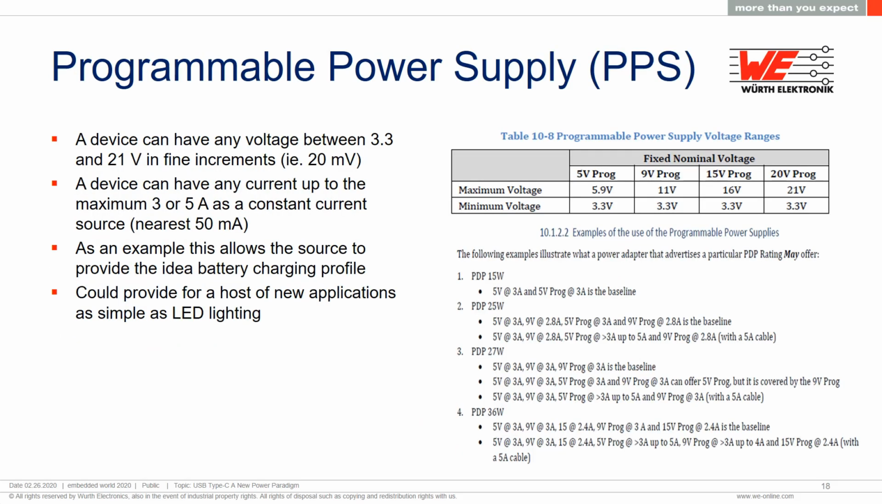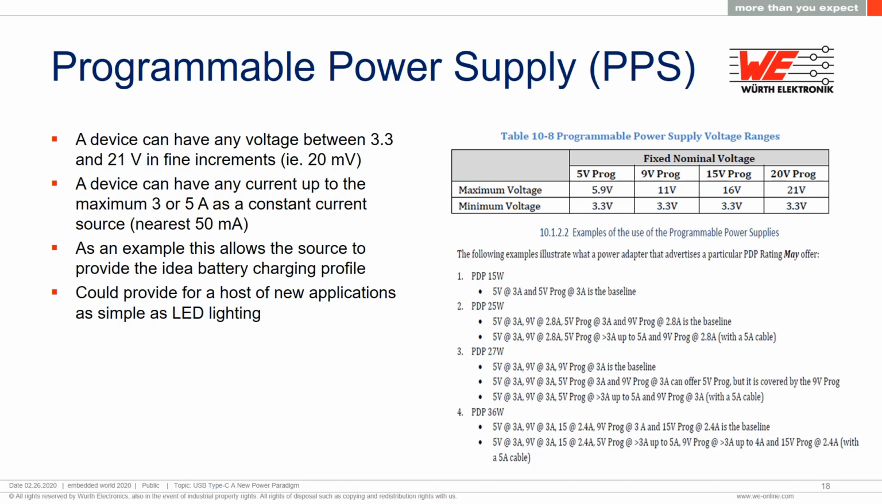Programmable power supply is another feature that's defined in the specification, but may not be implemented in every port or device. It literally turns the USB Type-C port into a programmable power supply with fully adjustable constant voltage and/or constant current. The voltage can be adjusted between 3.3 and 21 volts in fine increments like 20 millivolts. Similarly, the current can be adjusted as a limit or as a constant current source in small increments like 50 milliamps. If the sink is a battery charger, it can request a power profile that dynamically changes with the charge state of the battery without ever having any power circuitry itself.